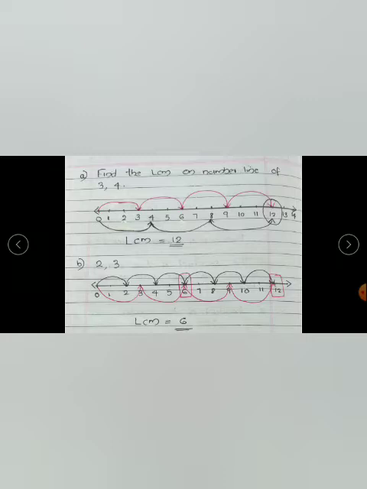If there is more than one common point, then what do you have to do? We have to take the first. Here, both the markings coincide on 12. So, the LCM is 12. One more example we can see. Example: find the LCM of 2 and 3 using the number line method.